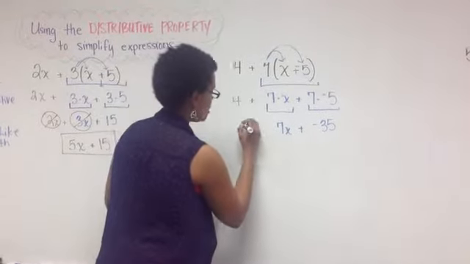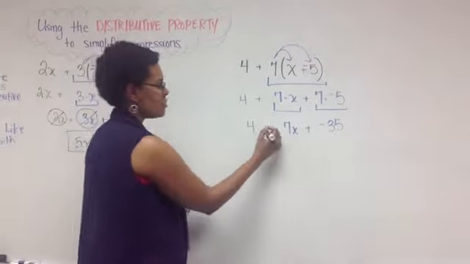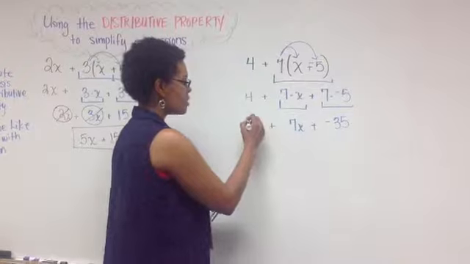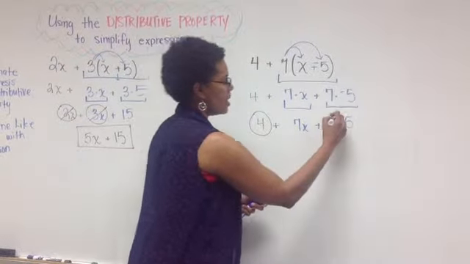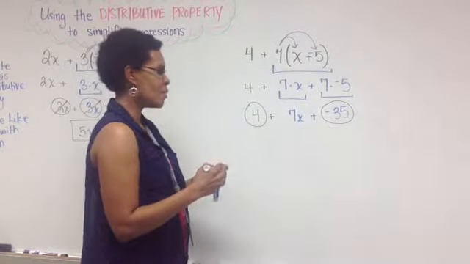And I'll be careful not to forget about that 4 plus. Now let's identify our like terms. 7x is the only one with a variable, so it's not like any of the others. But 4 and negative 35 are alike because neither one of them have a variable.